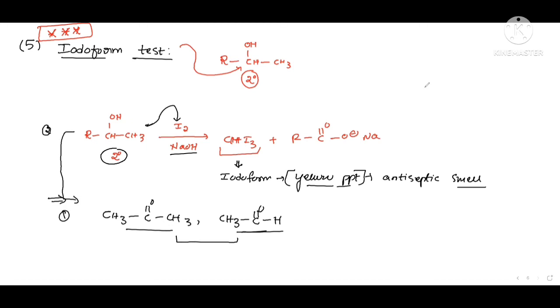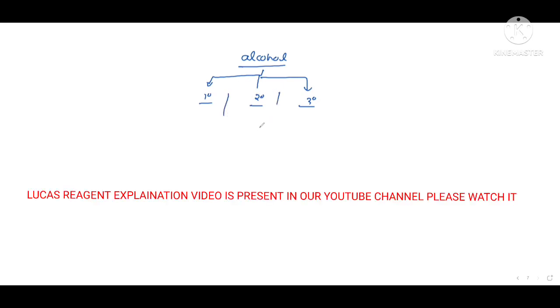By using these 5 tests, we confirm whether the given unknown compound contains the OH functional group or not. If you want to distinguish the primary alcohols, we already know that alcohols are classified into 3 types. That means primary alcohols, secondary alcohols, and tertiary alcohols. To distinguish these primary, secondary, and tertiary alcohols, you can use the Lucas reagent.